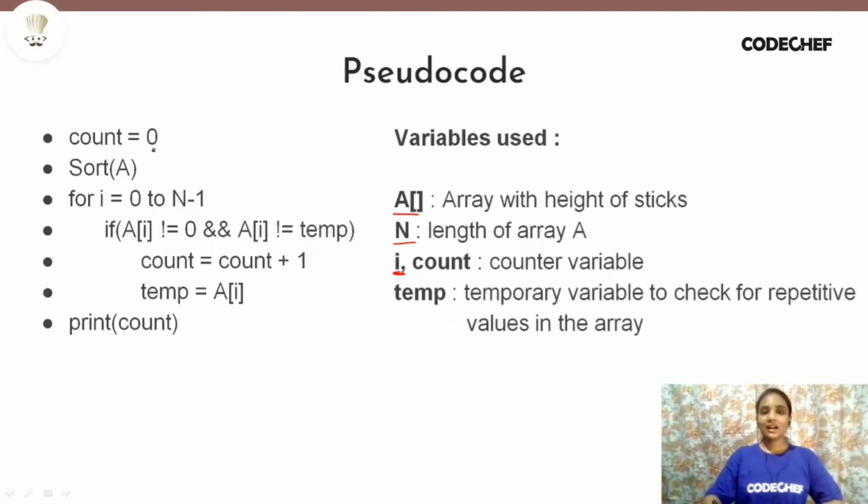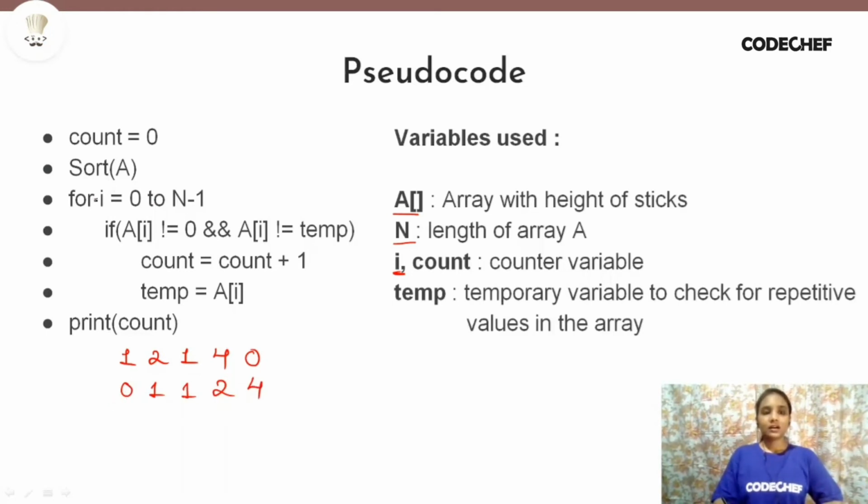Initially our count will be 0, and this count we have taken to count the unique heights of sticks. And then we will sort the array. After sorting the array, let us take an example, and we will also do the dry run of the example along with the pseudocode. So suppose we take the array as 1, 2, 1, 4. And let us include a 0 also, so that it will be better to understand. So after sorting this array, we will get 0, 1, 1, 2 and 4.